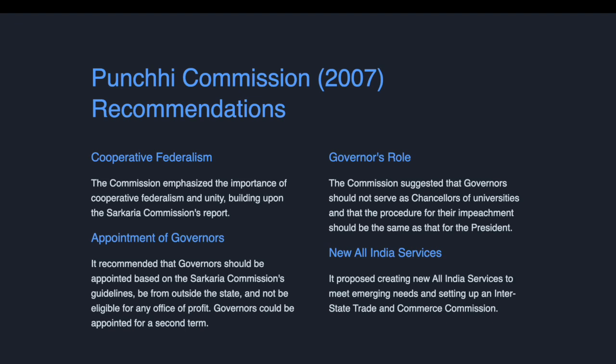Third was regarding appointment of governors. It recommended that governors should be appointed based on the Sarkaria Commission guidelines, be from outside the state, and not be eligible for any office of profit. Governors could be appointed for a second term. It proposed creating new All India services to meet emerging needs and setting up an interstate trade and commerce commission.